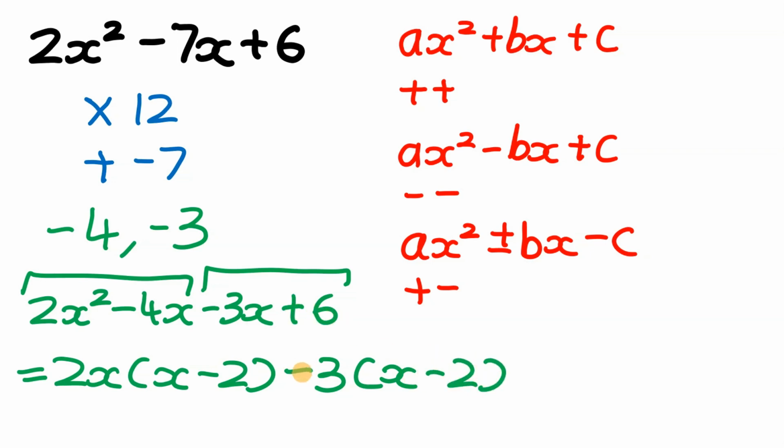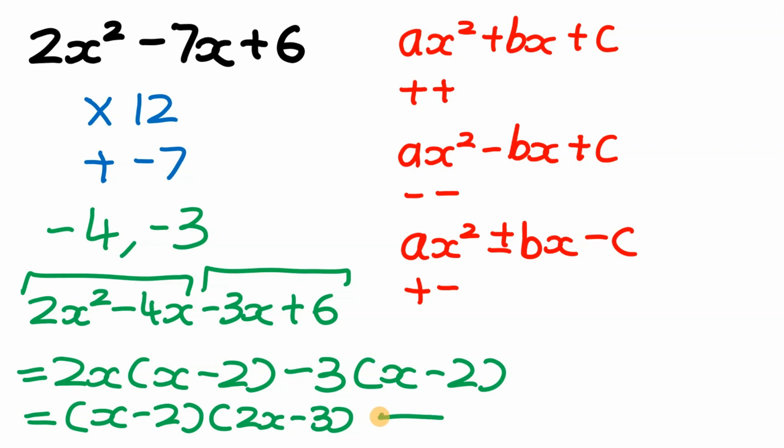We need to factorize out the minus here because we need both of these brackets to be the same. We need them both to be x minus 2, like this here. And therefore, we can write this here. One of the brackets is going to be this x minus 2, and the other bracket is going to be what's left over, which is this 2x minus 3, and this here is how you factorize it.